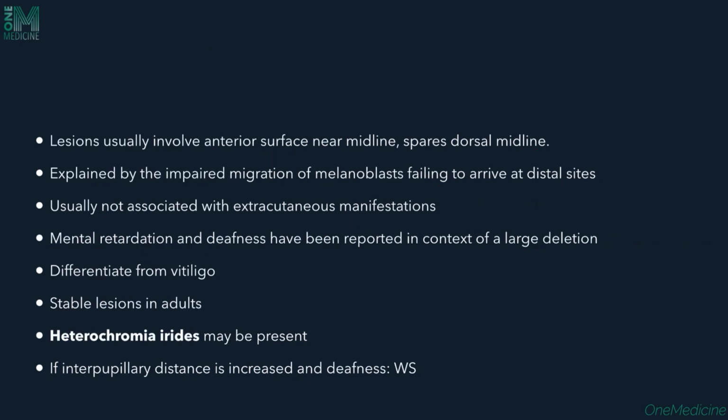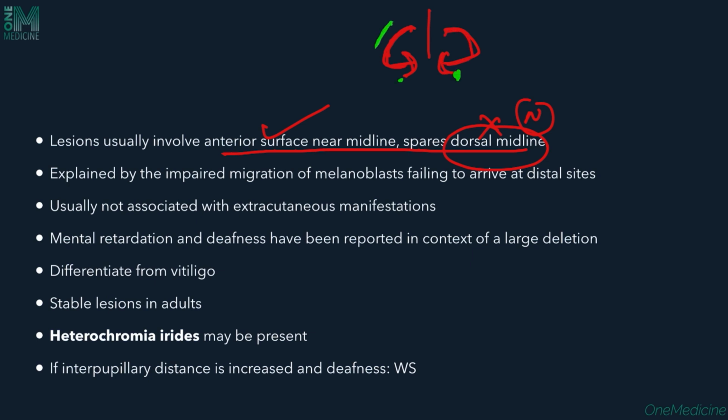Now, the lesion, as I told you, will involve the anterior surface; the midline will be affected. The dorsal area won't be affected. It will be normal in pigmentation, because the melanocytes from the neural crest on the back side have to progress and come to the front of the body from the dorsal area, and they fail to reach the anterior part of the body. Therefore, since melanoblasts have not reached the anterior part, the pigmentation there is affected.